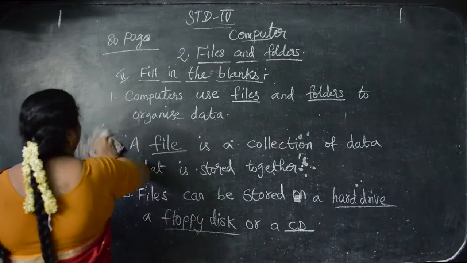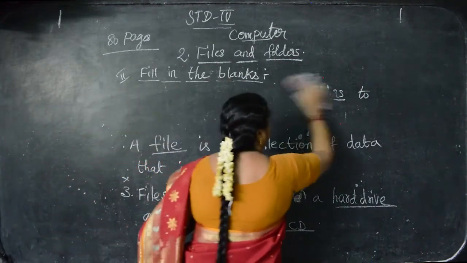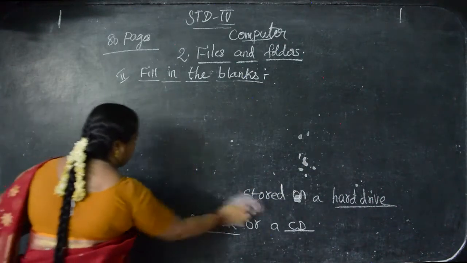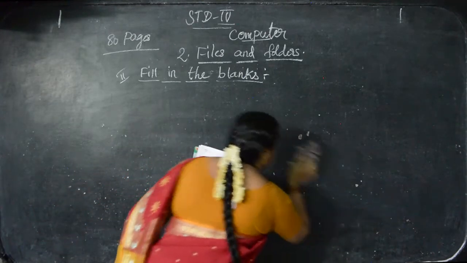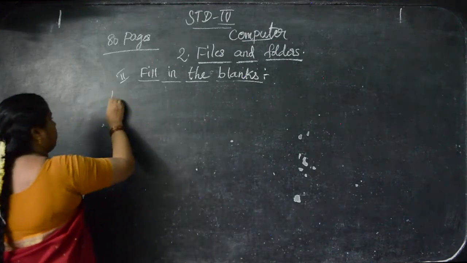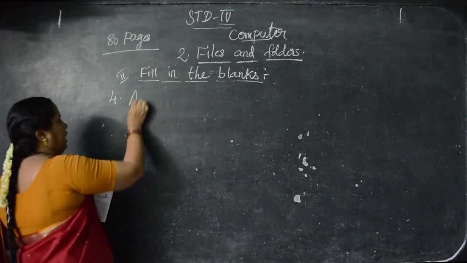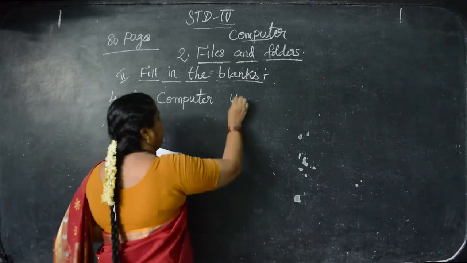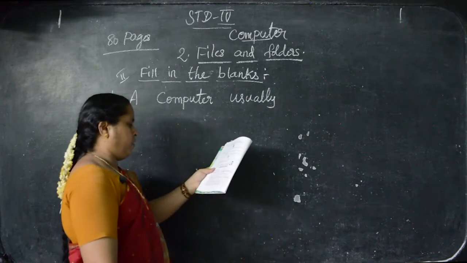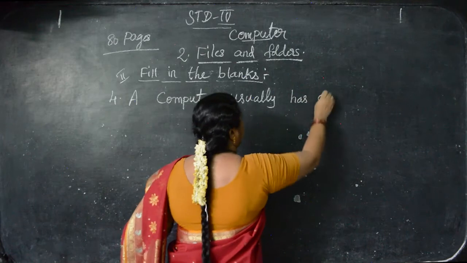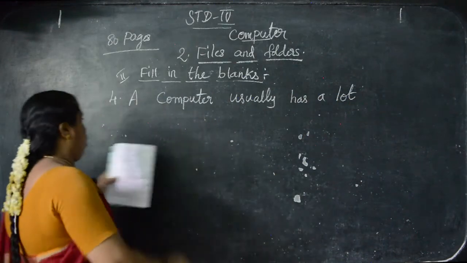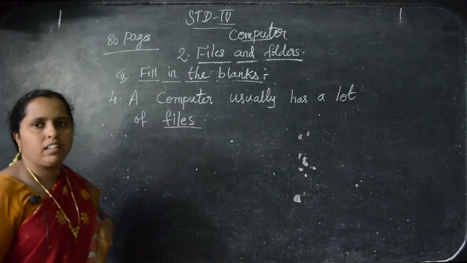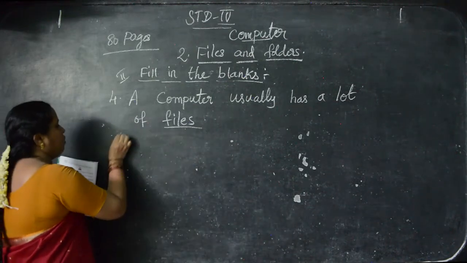Okay. Next, fourth one, children. Have you all finished now this one? Now, fourth one. A computer, C-O-M-P-U-T-E-R. A computer usually, U-S-U-A-L-L-Y, usually has a lot, H-A-S, has a, L-O-T, lot, of files, F-I-L-E-S, files. A computer usually has a lot of dash, for that what answer? Files. Okay, now leave one line and write fifth one.